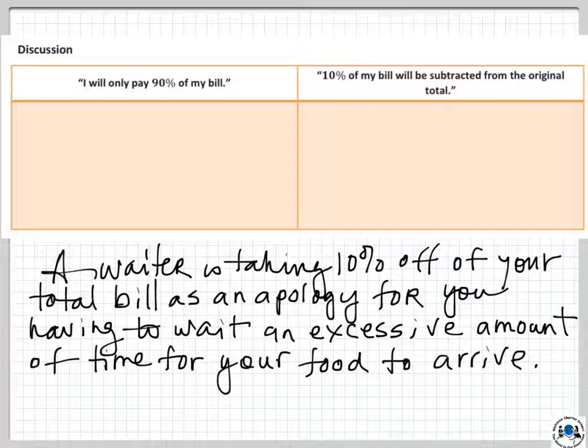Okay, so there are a few ways to look at this. You can look at this if you're thinking, okay, I have to calculate what my total is going to be. You can look at it in terms of, yeah, I will only pay 90% of my bill, which is true, because if your waiter is taking off 10%, you're going to be paying 100 minus 10, which is 90%.